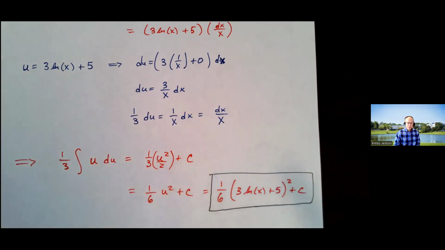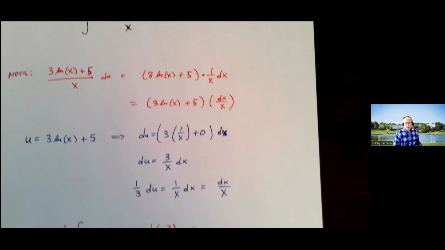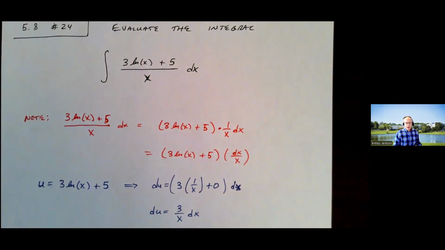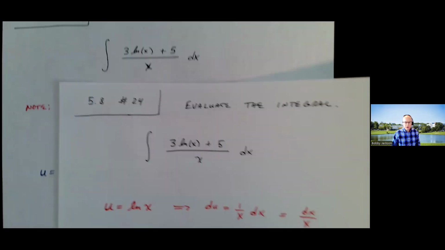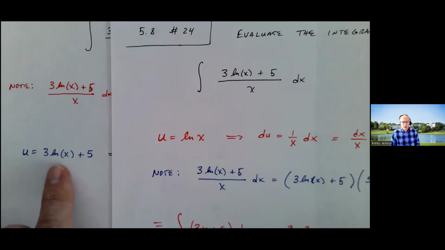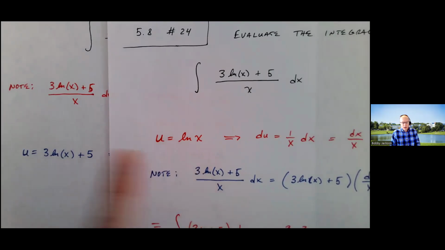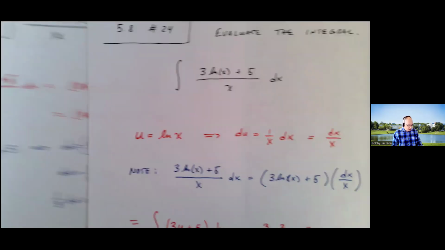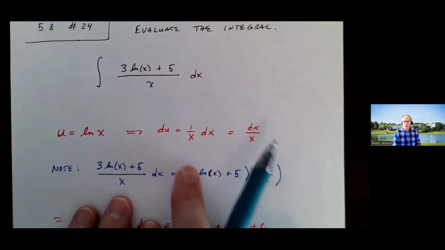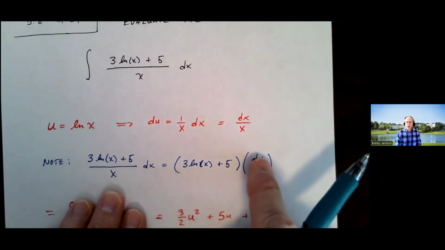Now, when I actually did this problem the first time, this is the way Achieve has the answer for this problem. Again, your numbers might be slightly different, but very similar. But I want to look at doing it slightly differently and see what happens. This time, instead of choosing u to be 3 times natural log of x plus 5, I chose u to be natural log of x. And this will work as well. Let me show you. If you choose u to be natural log of x, then of course the derivative is 1 over x. And we already saw how this expression is just this times dx over x.